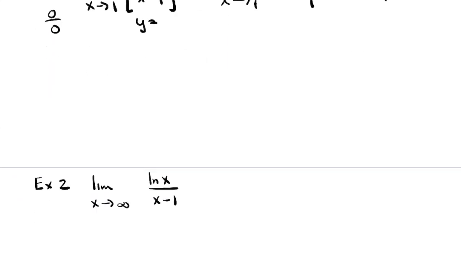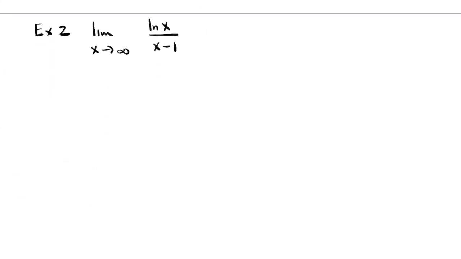Nice. Let's just do some of these things kind of rapid fire style here. This one is infinity over infinity. Both the numerator and denominator are approaching infinity. So that's what you have to check before you apply the rule. And L'Hopital's rule says that this limit as x goes to infinity would be the same as the limit of the ratio of the derivatives.